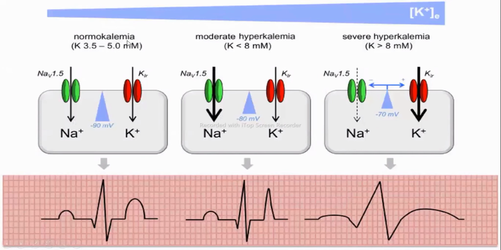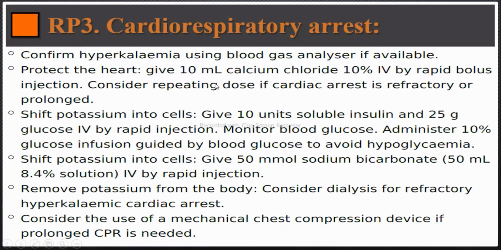So here, normokalemia is sometimes 3.5 up to 5. It depends on the laboratory. Sometimes up to 5.1 or 5.2. It's not a big issue. Moderate hyperkalemia is less than 8. Severe is more than 8.